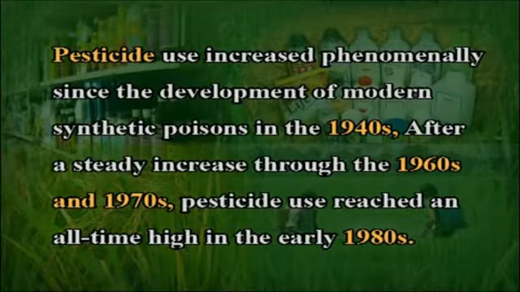Pesticide use increased phenomenally since the development of modern synthetic poisons in the 1940s. After a steady increase through the 1960s and 1970s, pesticide use reached an all-time high in the early 1980s. Since then, use seems to have plateaued and is expected to decline somewhat in future years.